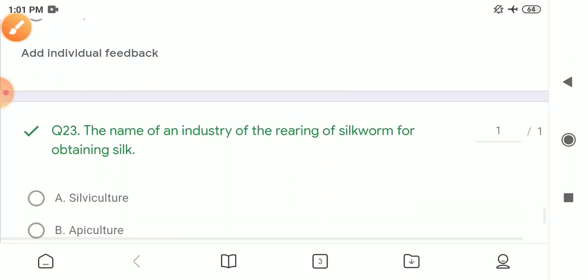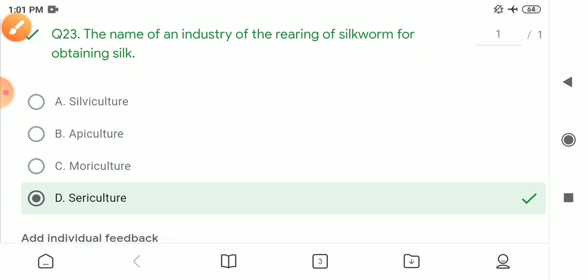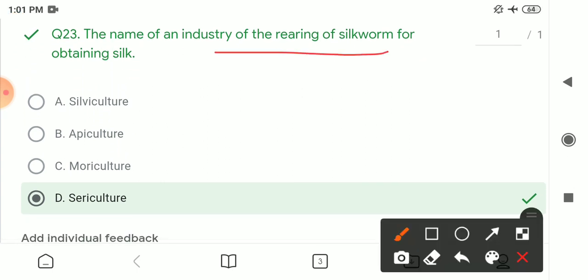Next is 23rd number, the name of the industry of rearing silkworm for obtaining silk is known as dash. The options are silviculture, apiculture, moriculture, or sericulture. So here your answer is option D, that is sericulture. This industry is known as sericulture, which obtains wool, not wool but silk, from the silkworms.